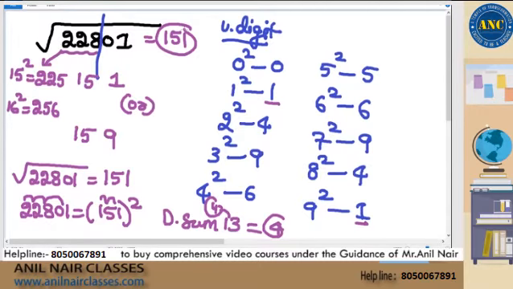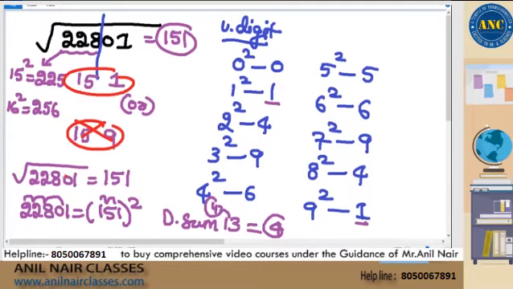Root of 22801. If you want to find out the value, keep a slash after 2 digits. Unit digit is 1. 1 square is 1 and 9 square is 9. If you want to find the value, take the remaining number, keep a slash after every 2 digits. 15 square 225, 16 square 256. Answer will be either 151 or 159. How to check which one is right? Use a digital sum concept.